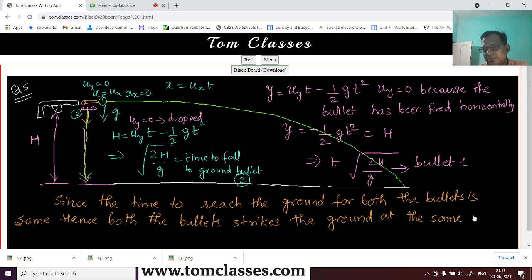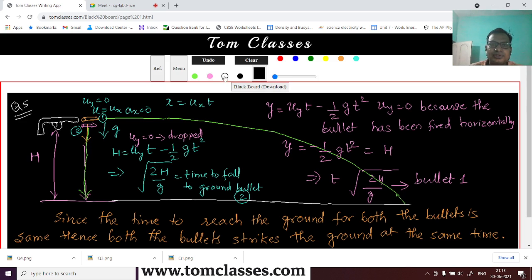Is that okay? Yes, sir. Okay, so that is what it is. Here you have to see that the reasoning is different. Here one bullet is dropped, so it will follow this one dimension motion, right? So this is the case of one dimension motion, right? And this is the case of two dimension motion, right? But the results are the same. Yes, is that okay?